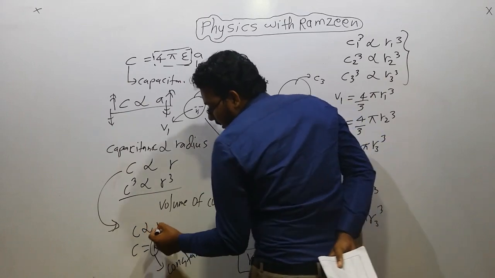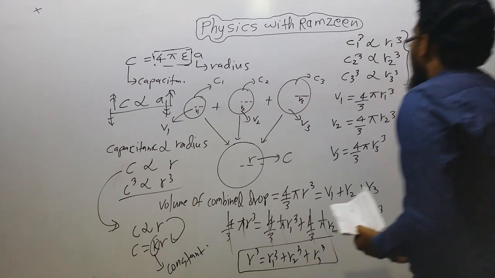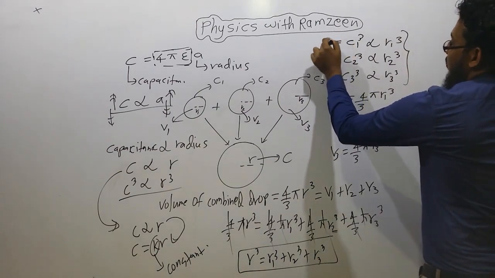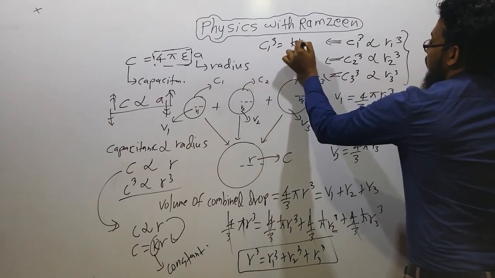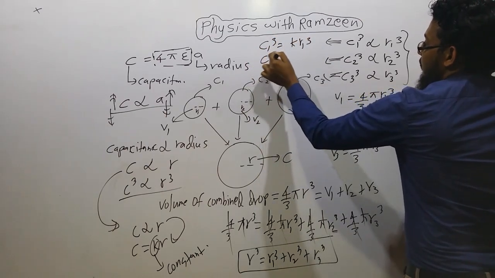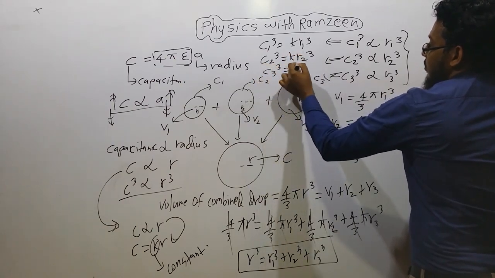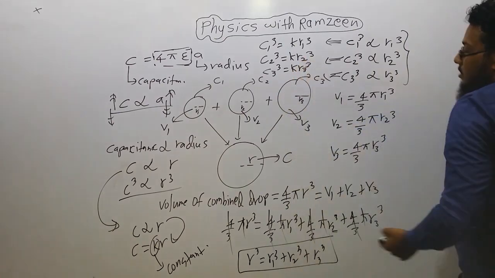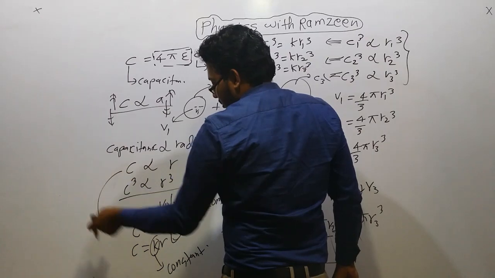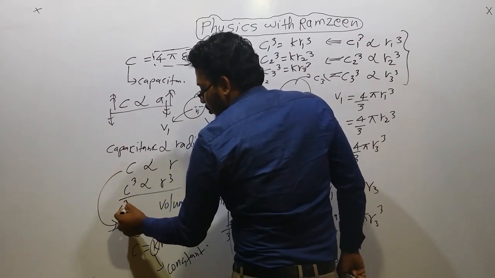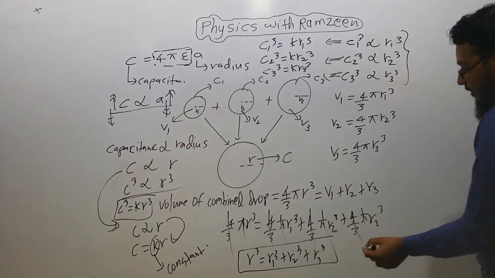Then I can change the proportional equation into a normal equation, right? So I can convert all three equations: C1 cube is equal to K R1 cube, C2 cube is equal to K R2 cube, and C3 cube is equal to K R3 cube. Also I can convert this proportional equation into a normal equation: C cube is equal to K R cube, right? So I change the values.